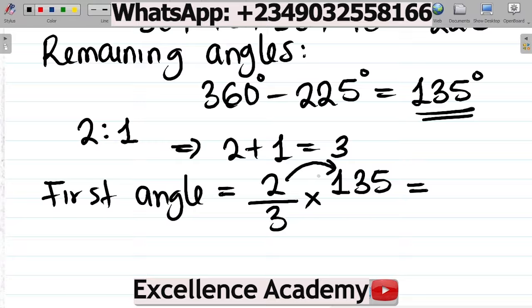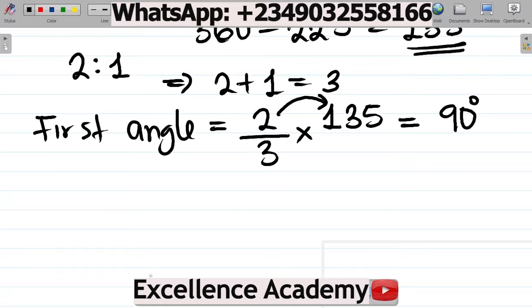2 times 135, right? If you punch that, then divide it by 3. 2 times 135 gives you 270. 270 divided by 3 gives you 90 degrees. So you have this as 90 degrees. What about the second angle?